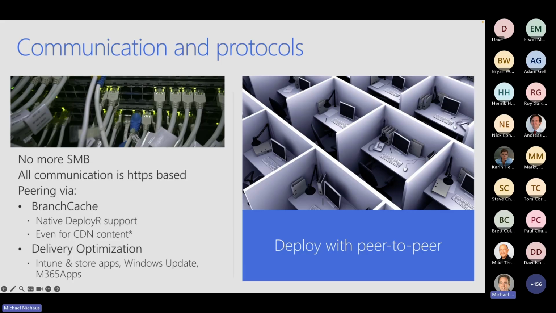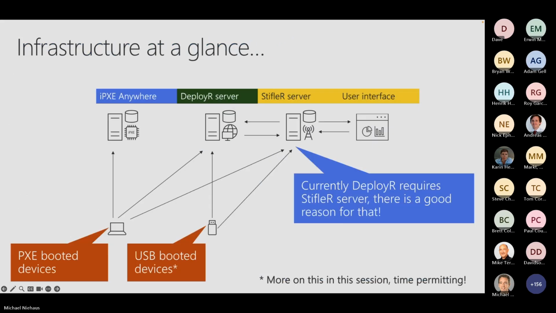Anything that we're invoking from Intune or the Windows Store or Windows Update or Office M365 apps could also be downloading using delivery optimization. So we obviously will support that as well, but that's somewhat separate from the DeployR functionality itself. It's just implicitly happening in the background as this content's being downloaded. We can certainly start the process via PXE or from USB keys.